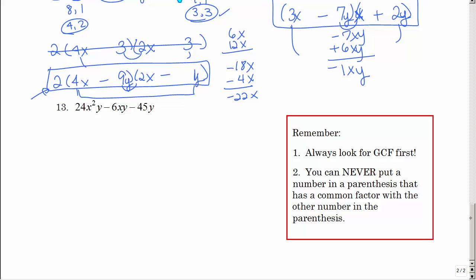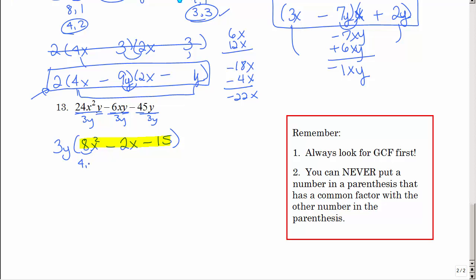Ooh, that's ugly. Please tell me there's a GCF. What are all 3 of those divisible by? Not 2, because 45's odd. What about 3? And what else do they have in common? Don't they all have a y? So let's divide everything by 3y. So I'm going to divide that by 3y, I get 8x squared minus 2x minus 15. Okay, this looks a little bit better, a little bit. Still need to see if I can factor more.